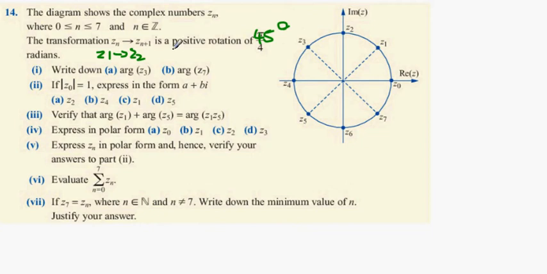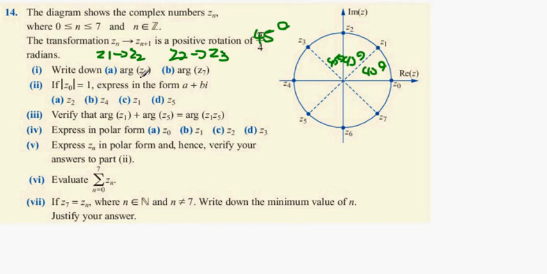So what this means is the transformation of Z1 to Z2 or Z2 to Z3. Basically, any value of n you want can fit in there. So, for example, Z0 to Z1 is 45 degrees, this is 45 degrees, 45 degrees. Just basically 8 sections, 1, 2, 3, 4, 5, 6, 7, 8, 45 degrees all the way around.